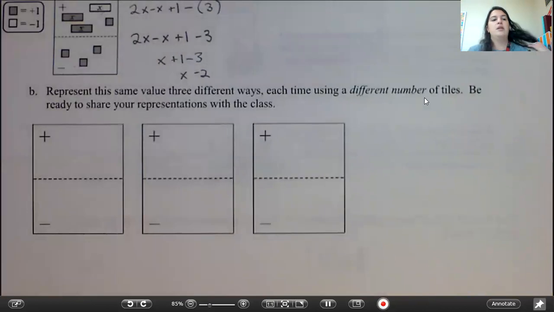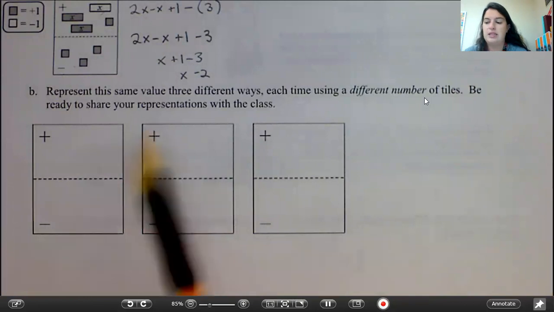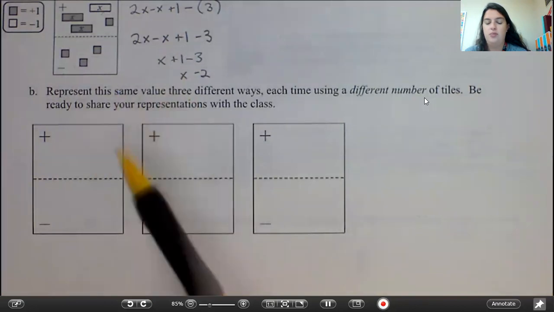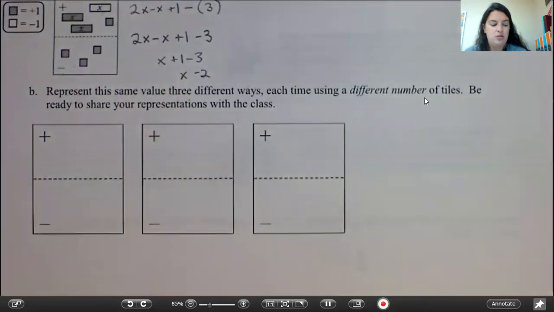Part B says, represent the same value 3 different ways, each time using a different number of tiles. Be ready to share your representations with the class. So let's talk about this a little bit. We want to represent that same tile collection in multiple ways.